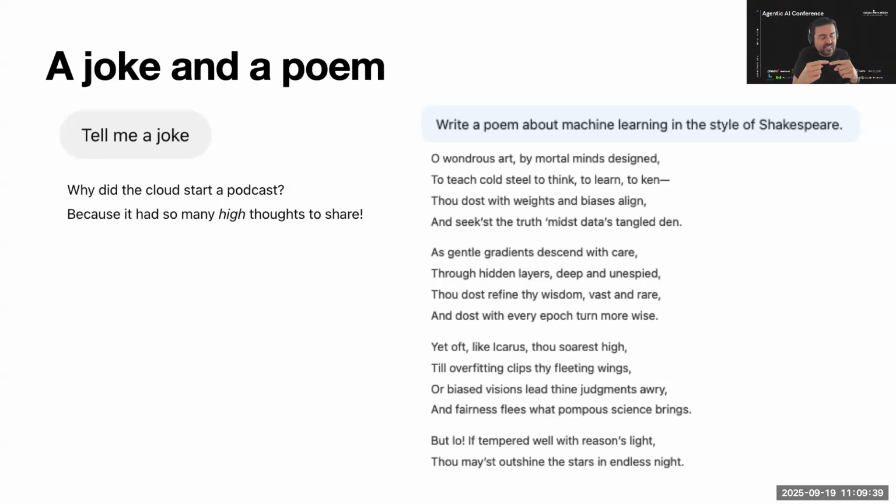Because you cannot tell jokes one word at a time. You have to think ahead, like Robert says, right? You have to think of a punchline and then work your way to it. You cannot do that if you speak one word at a time. Whereas in a poem, you can add the next word in the best possible way and somehow create a poem.